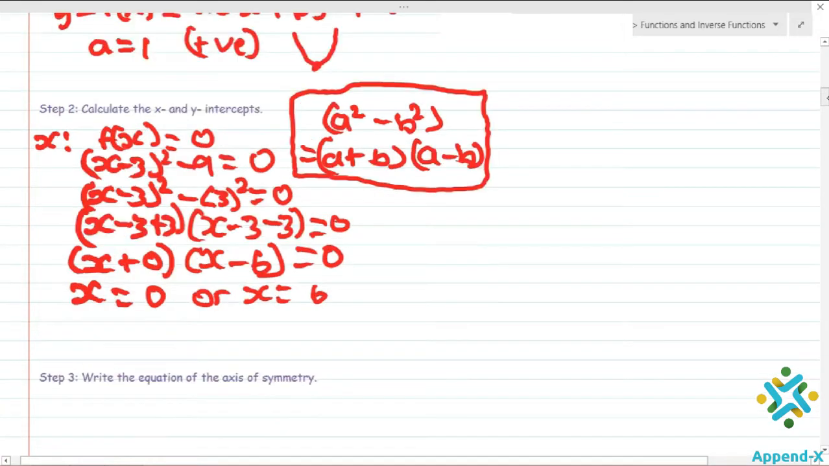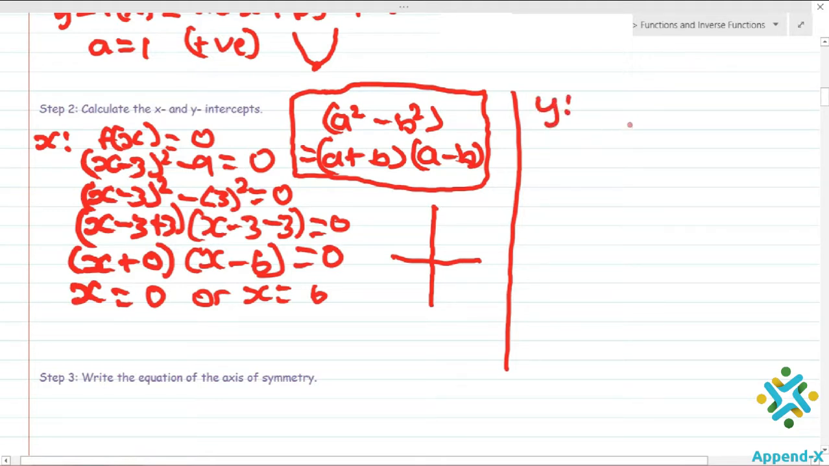Okay. Now since the graph cuts the x-axis at 0, it must pass through the origin. Since x is equal to 0 is also y is equal to 0, so when the graph intercepts this point, it also intercepts the y-axis. So we can easily confirm this by determining the y-intercept. This occurs when x is equal to 0.